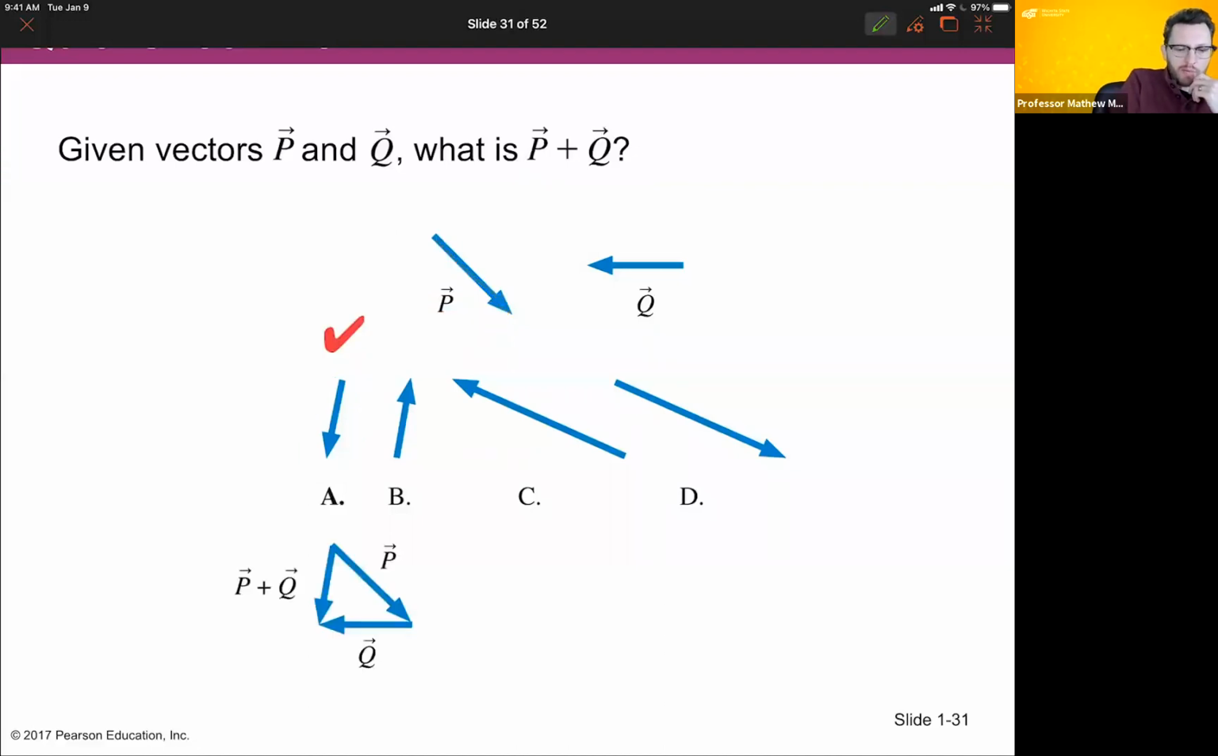Notice one other property of these vector sums: I could also do Q plus P. And when you add vectors together, the order doesn't matter, right? So this should be the same as P plus Q. Let's check to make sure it's the same. So here's Q, and now I'm going to put P tip to tail with that. It looks something like this.